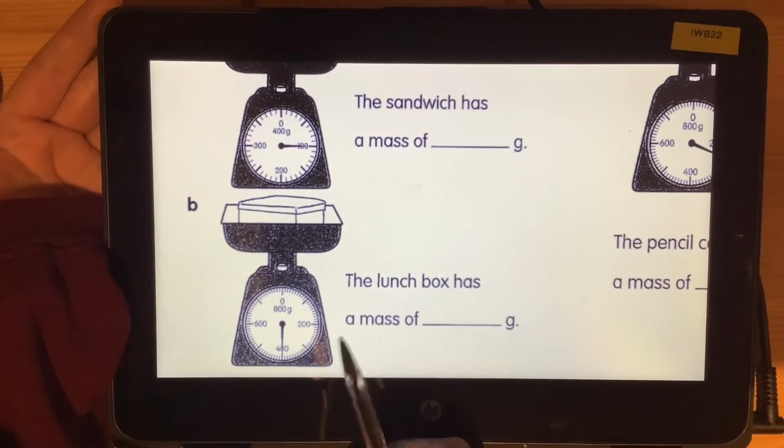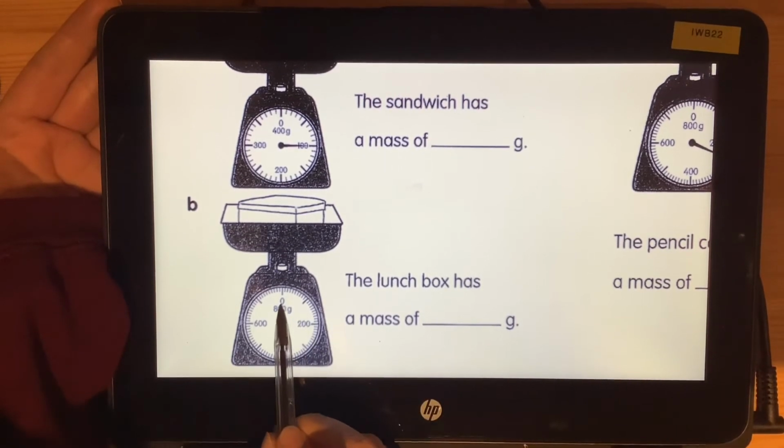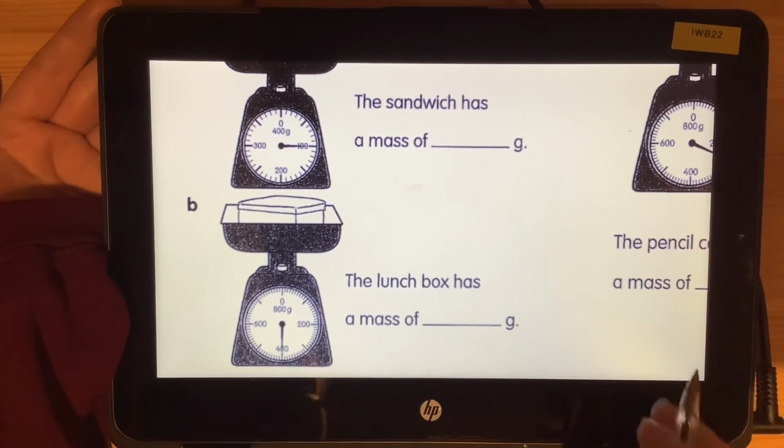If we look at the lunchbox, now we're not going up. Our first number isn't 100, but we know that this mark here would be 100 because it's halfway between 0 and 200. But we're lucky with this one, it's pointing directly at a number, so we know that the mass of the lunchbox is 400 grams.